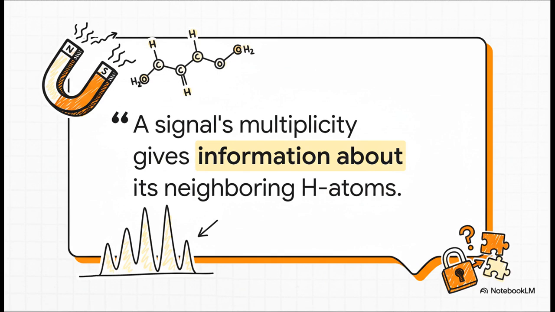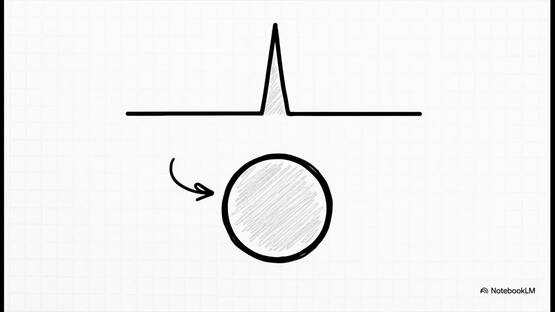Basically, protons can feel the magnetic fields of their immediate neighbors, the protons on the very next carbon. They're eavesdropping. And the rule is super simple. A signal gets split into N+1 peaks, where N is just the number of protons on the next door atom. Let's walk through it. It's easy. So if a proton has 0 neighbors, it's all alone, then N is 0. 0 plus 1 is 1, so its signal is just a single sharp peak. We call that a singlet.